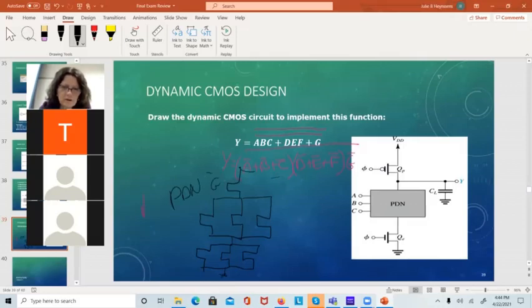I put all the labels in there. A, B, C, D, E, F. And then I would just have to add those two clocking transistors in there, and I would have the whole circuit. Doing this in dynamic logic takes 9 transistors. Doing it in standard CMOS would take 14 transistors. So I can pack this in a much smaller area.